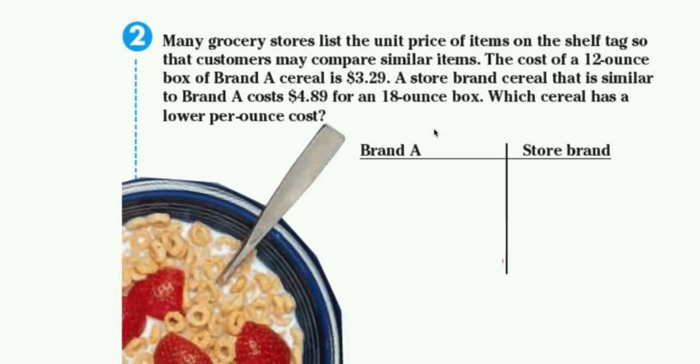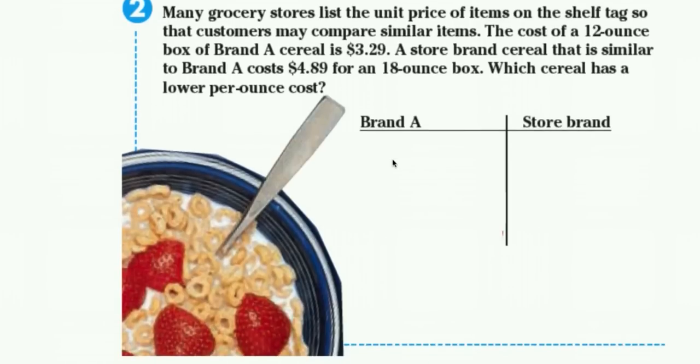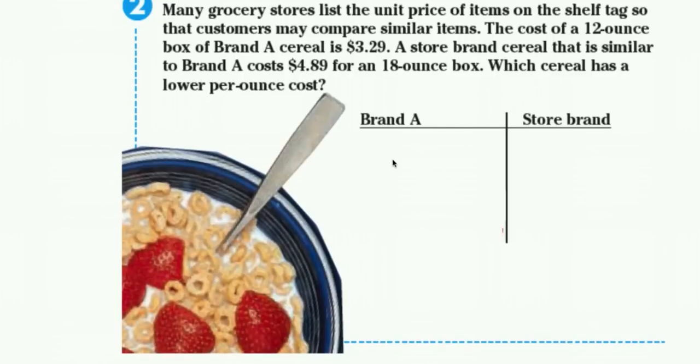Many grocery stores list the unit price of items on the shelf tag so that customers may compare similar items. The cost of a 12-ounce box of brand A cereal is $3.29. A store brand cereal that is similar to brand A costs $4.89 for an 18-ounce box. Which cereal has a lower per ounce cost? So we want to find the cheaper cereal, meaning the cereal with a lower per ounce cost would be the cheaper cereal. So brand A, what do we know about brand A?